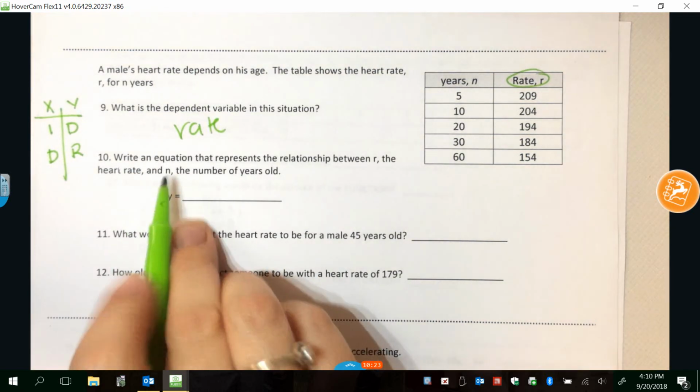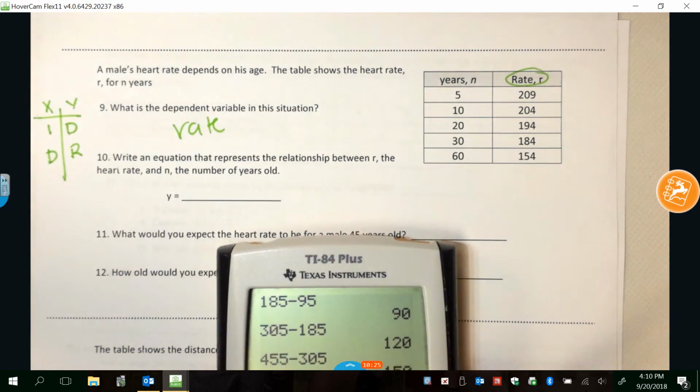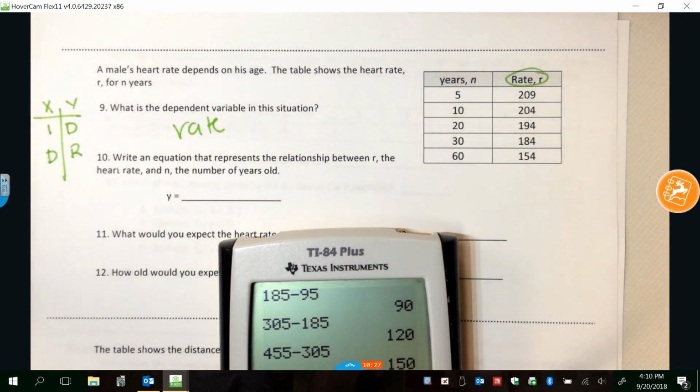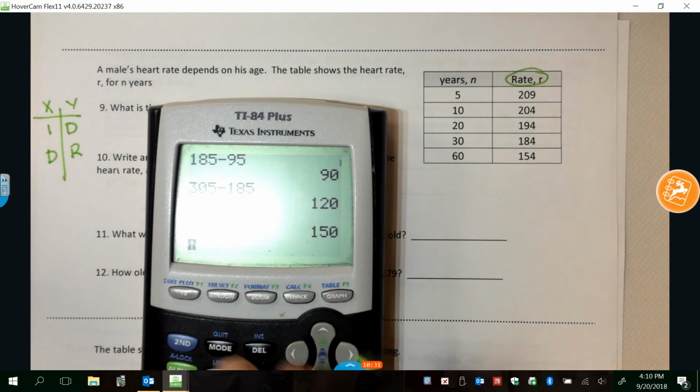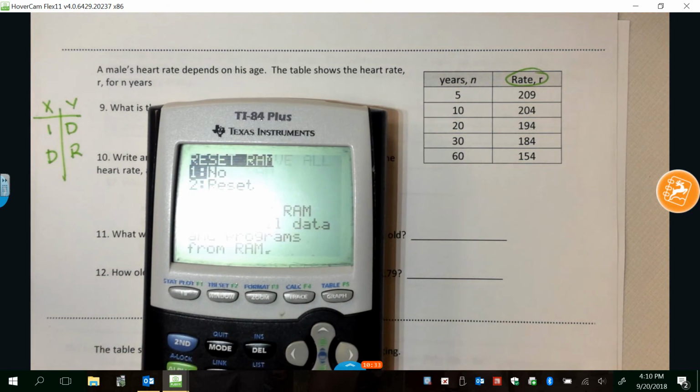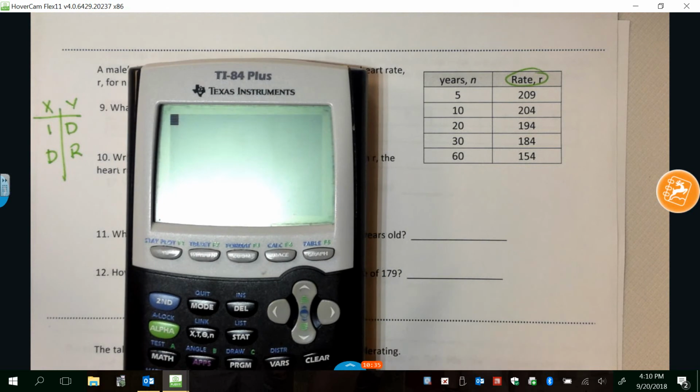So it says write an equation. So first off, I don't know what kind of data this is, and it doesn't tell me what kind of data it is. I'm going to go ahead and use my calculator. Second plus 712. Stat enter 5, 10, 20, 30, 60, 209, 204, 194, 184, 154.